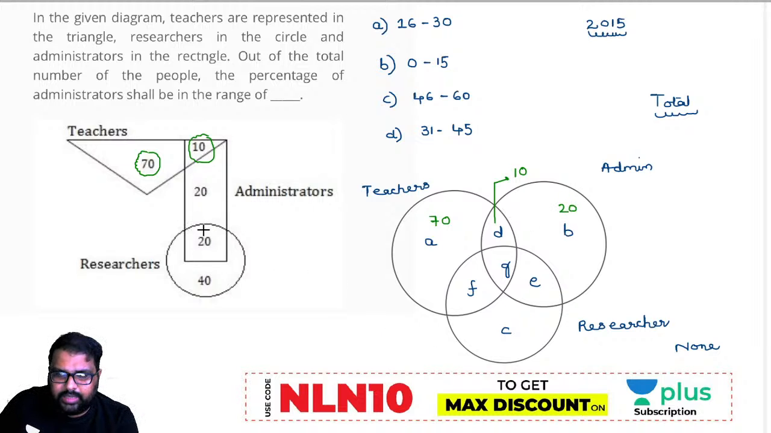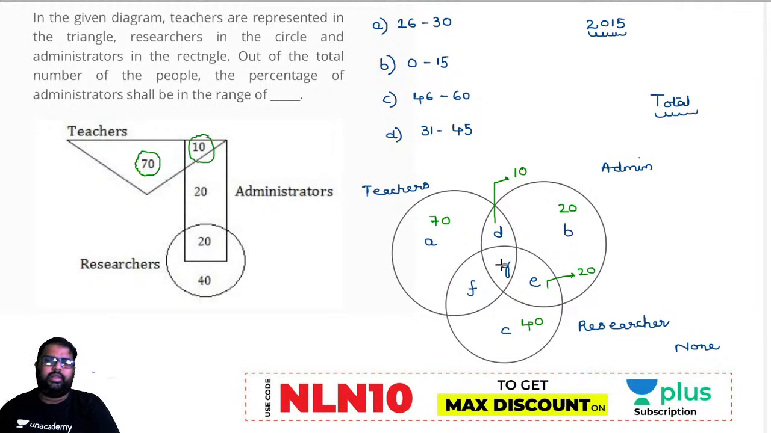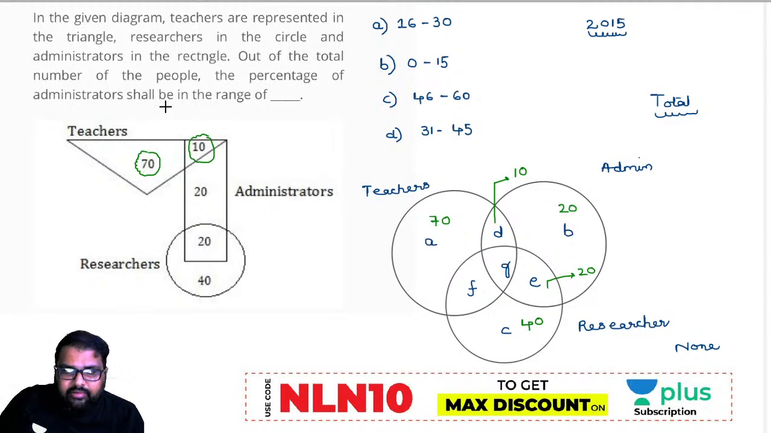What is this 20 representing? Only researchers and administrators. So your E value is 20. Now look here, what is this 40 representing? Only researchers. And you don't know your F value, you don't know G value. That's why they have asked the question "shall be". You cannot say it surely. "Shall be" means it is a probability.